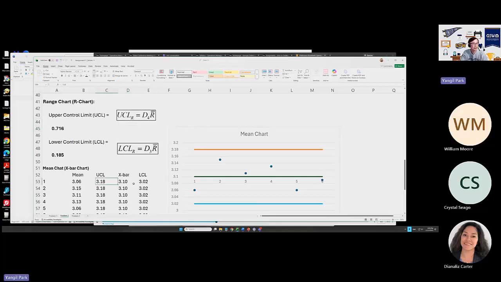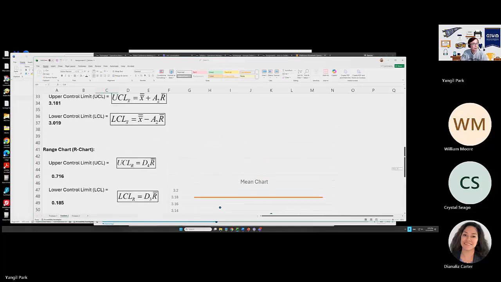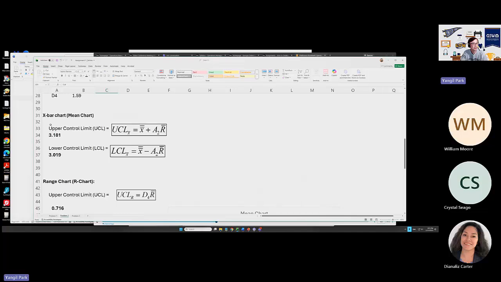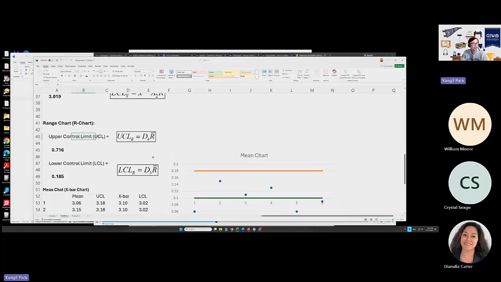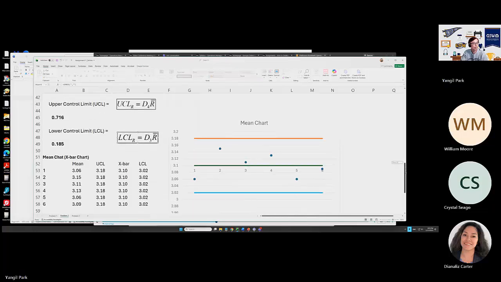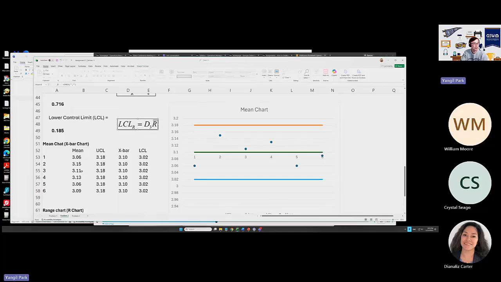I'm talking about right here. That's the mean. And the second set is for the range. So that's why they have different constants. We've just used the D3 and D4 accordingly. Again, for the average, we just lined up the upper limit and X bar, which is the mean score, and then the lower limit. The reason I'm doing this is so that I can plug into the mean chart.